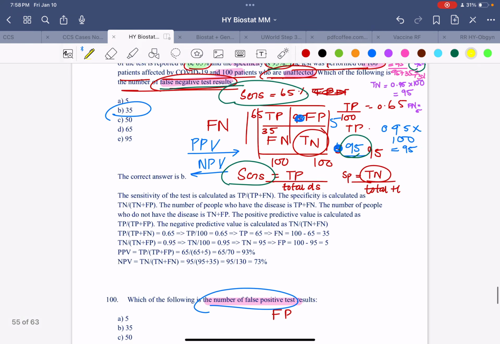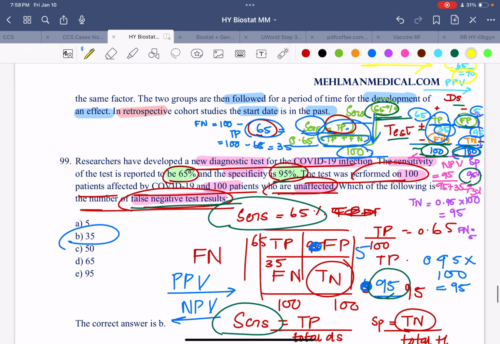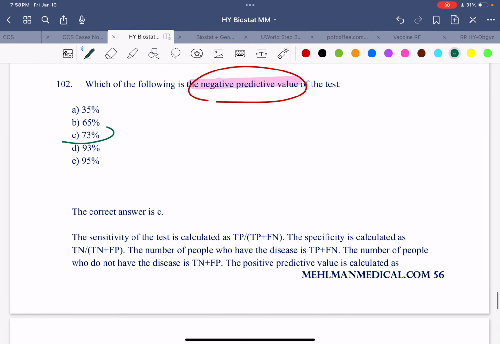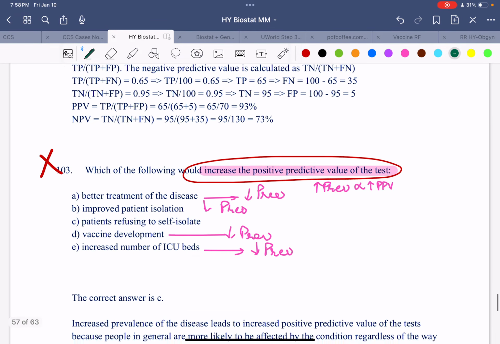And then if they ask you to calculate the NPV, NPV is basically going towards the left. So that would be 95 divided by 95 plus 35, which comes out to be 73%. So let's see if the NPV over here is C, 73%.